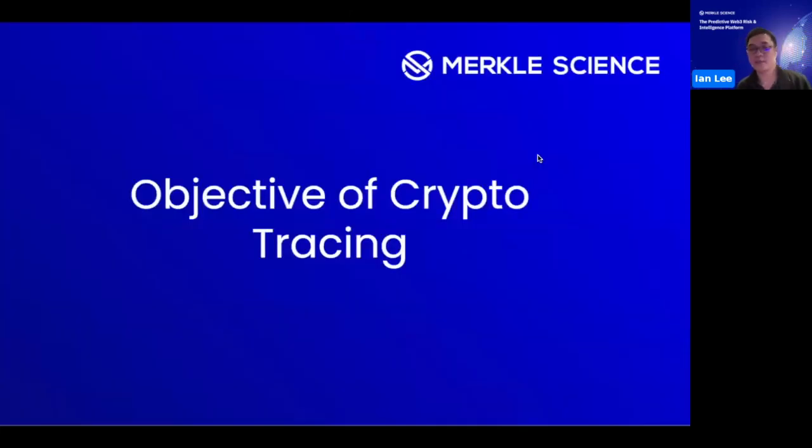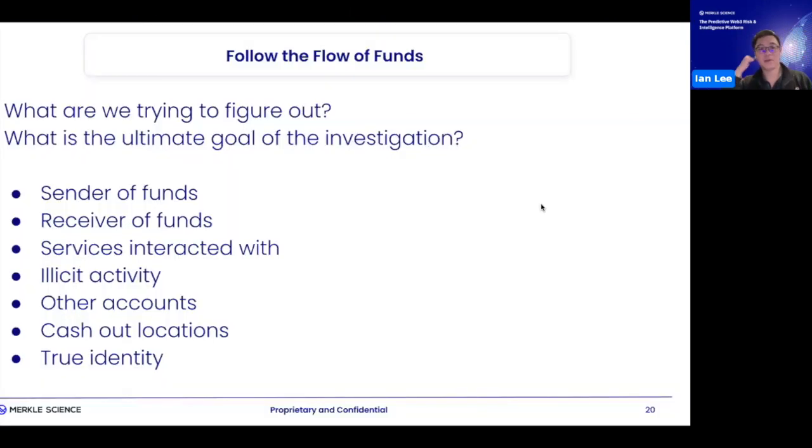Now, what is the objective of crypto tracing then? Whenever we're conducting a crypto tracing exercise, it's always very important for us to focus on what we are trying to find out. What is the ultimate goal of the investigation in question? Because through blockchain analysis, we have access to a lot of information.